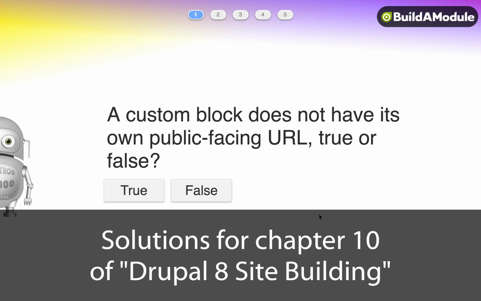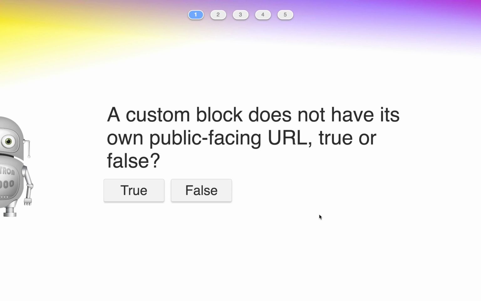And now for the answers. Question 1. A custom block does not have its own public-facing URL. True or false? The answer is false. This is probably the most distinguishing feature between a custom block and a piece of content.